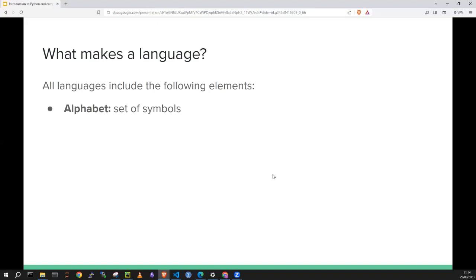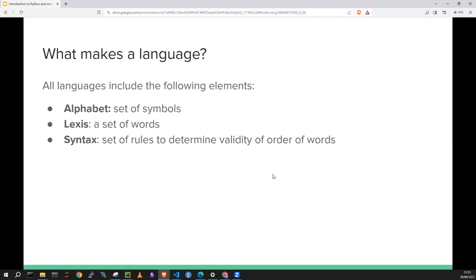The first one is a set of symbols. An alphabet is a set of symbols that we use to build the words of a certain language. You can think of the Latin alphabet for English, the kanji for Japanese, and the Cyrillic for Russian. So every language needs some symbols that you use to write words. And then you have a lexis, which is essentially a dictionary of all the words in this language.